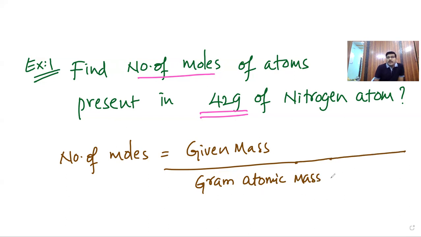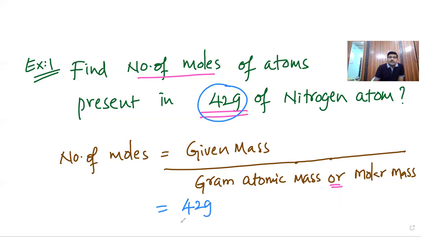Okay, here I am writing molar mass. Molar mass means mass of 1 mole. Clear? Okay. Now, observe. Given mass: how many grams of nitrogen are given? 42 grams. Gram atomic mass of nitrogen, or molar mass, is the mass of 1 mole of nitrogen atoms.